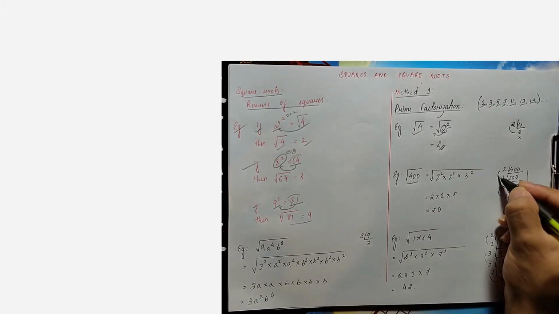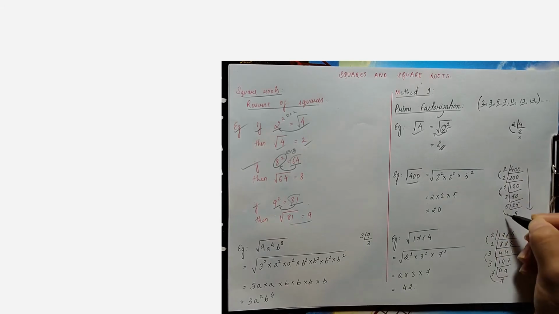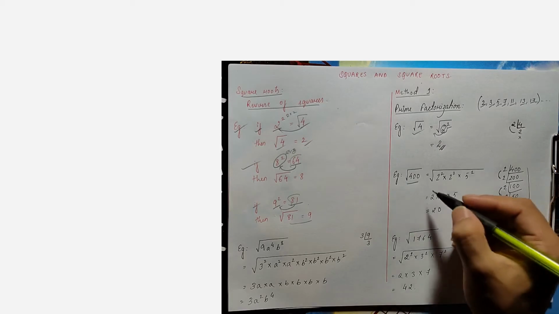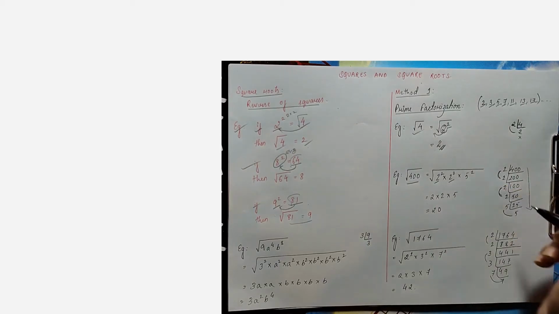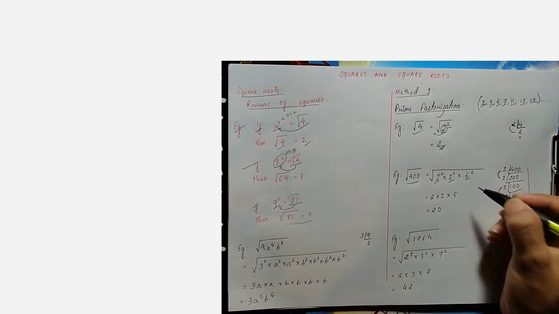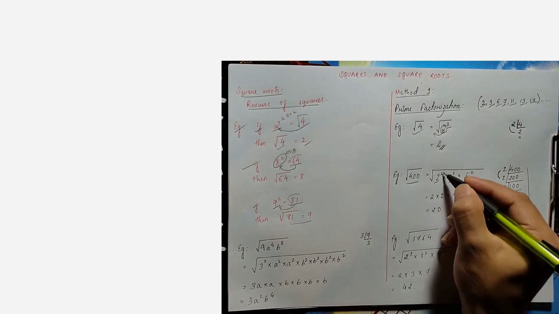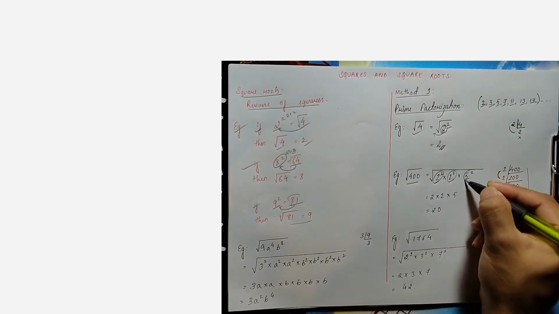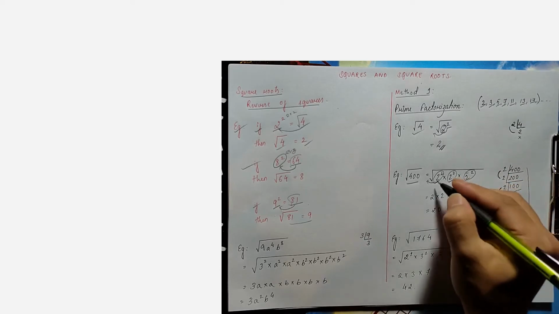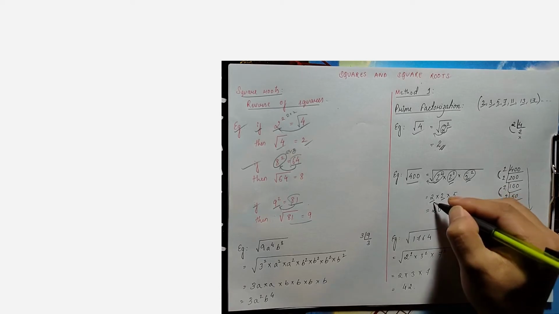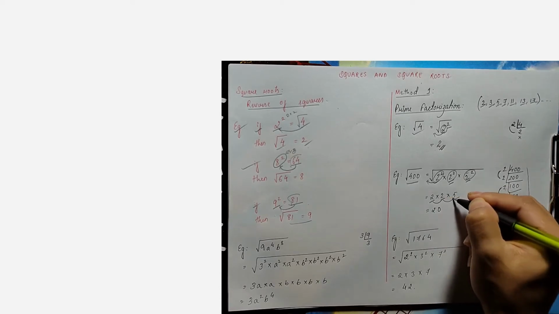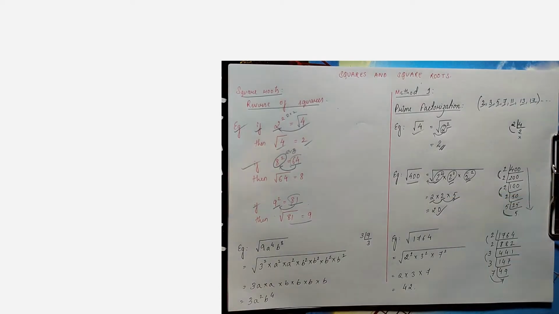So we'll make a pair, 1 pair, 2 pair and 3 pair. The pair has to be between the same numbers. So this pair will become 2 square, this pair will become 2 square and this pair will become 5 square. Now that they are squared, they can be brought out of the square root. So this will become just 2, this will become 2 and this will become 5. So we'll have 2 into 2, 4, 4 into 5, 20.